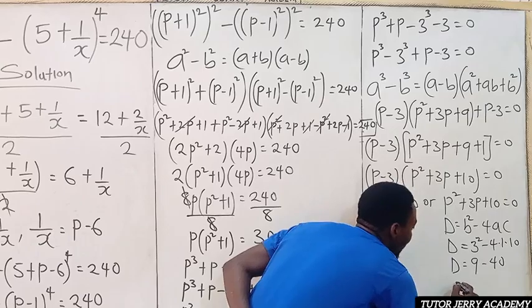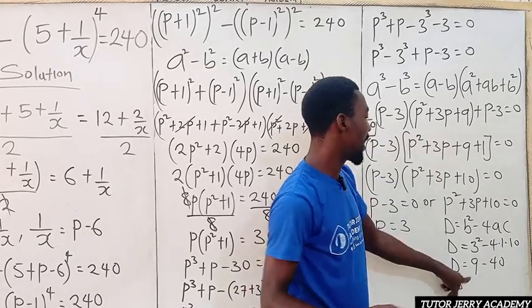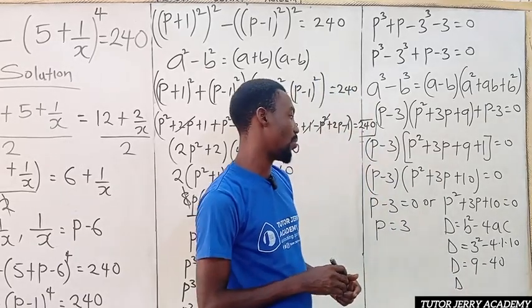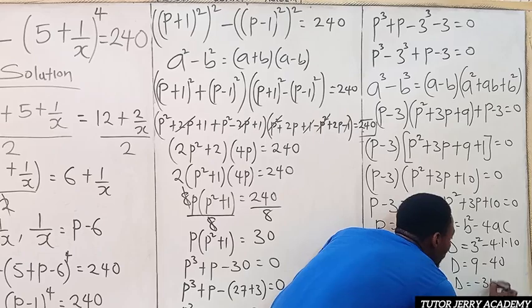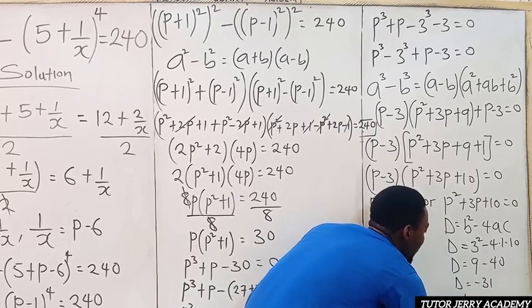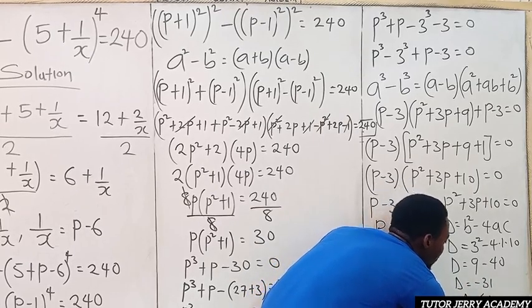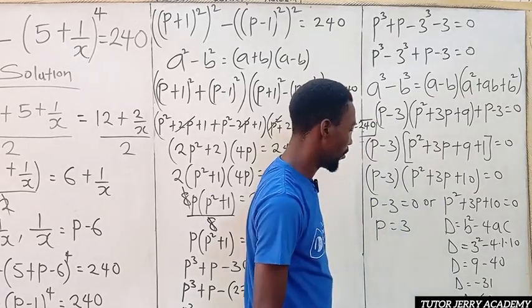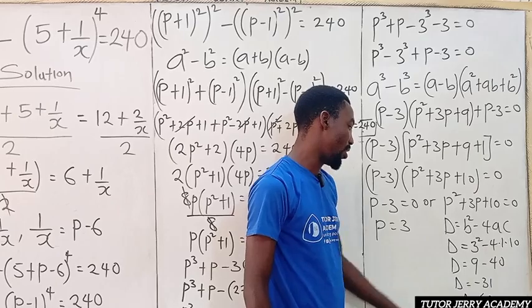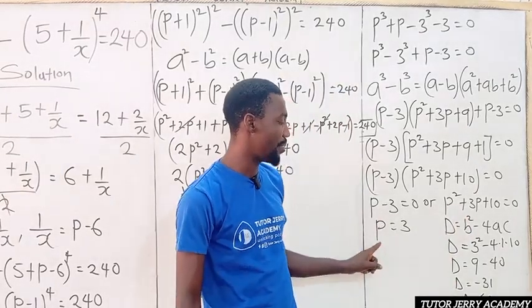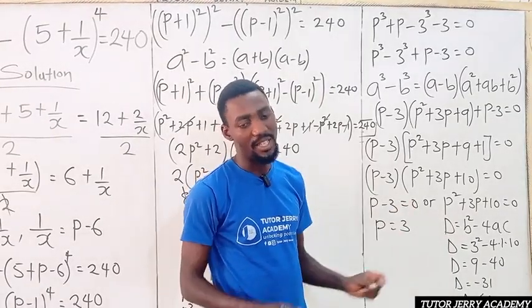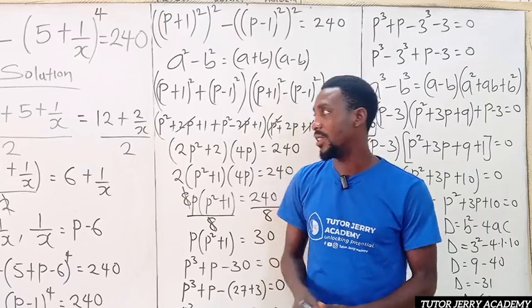All right. So if you subtract 40 from 9, you are going to have negative 31. So this is negative 31. You can see that D is less than 0. It shows that this equation has no real root. So the true value of p is nothing but 3.